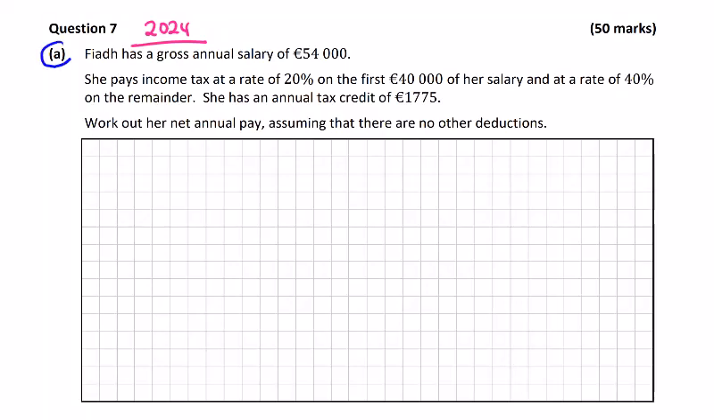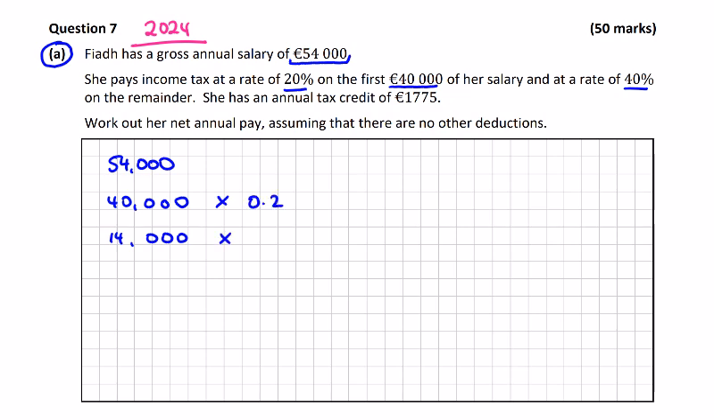The first long question on paper 1, we have a taxation question, pretty much a junior cert question. 40,000 on the first 20%, and then the remainder at 40%. So if we earn 54,000 and we pay 40 at the higher rate, we're going to pay 14 at the lower rate. Hard to believe this came up on a leaving cert higher level paper, but there you go.